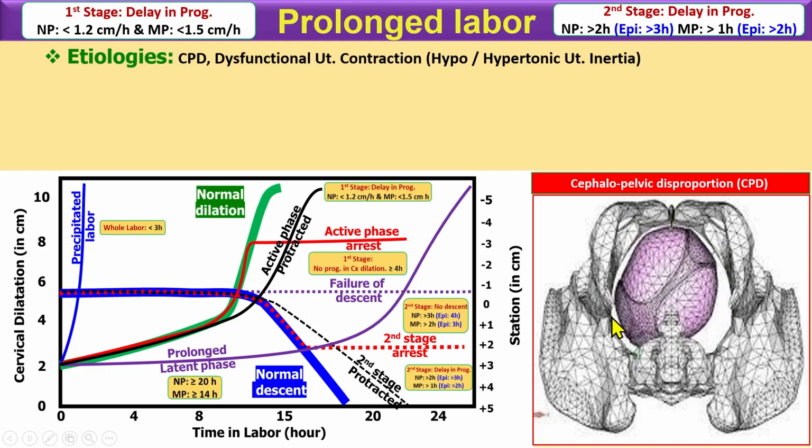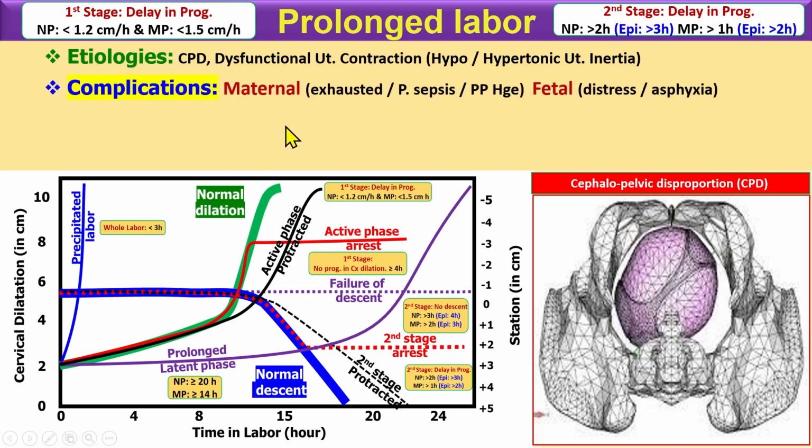And in such case, the only solution is the cesarean section. But in case of dysfunctional uterine contraction, if there is hypotonic contraction, you can give oxytocin, and if there is hypertonic contraction, you should stop the oxytocin. What are the complications? Maternal exhaustion, puerperal sepsis, postpartum hemorrhage, and fetal distress or asphyxia. So these are the complications associated with prolonged labor.